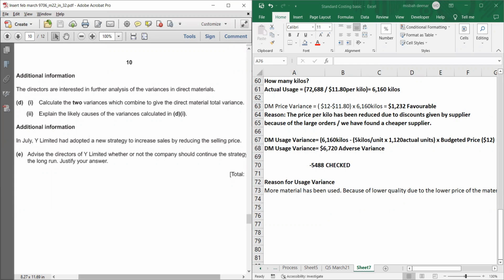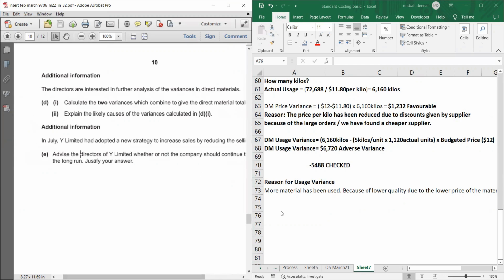the long run. For how many marks? For 5 marks. So a theoretical question for 5 marks. So part E. So the strategy is to reduce the selling price, resulting in increased sales. So what would happen if you reduce the price?